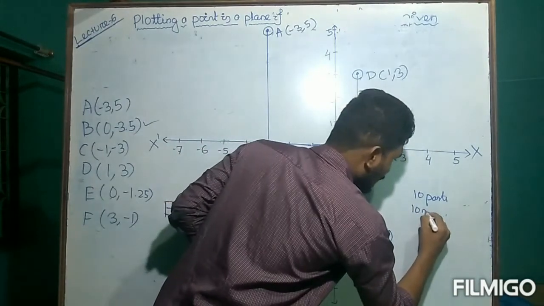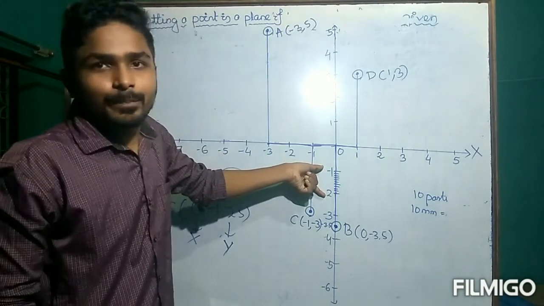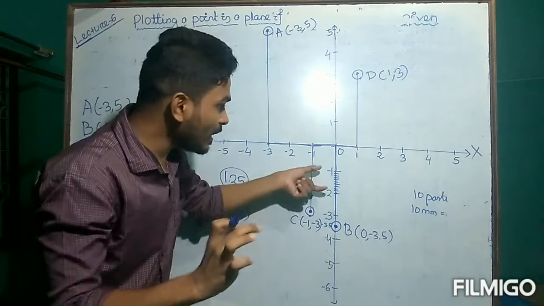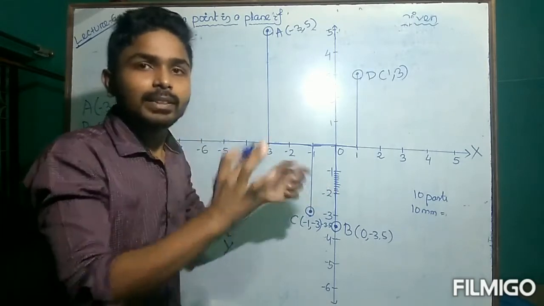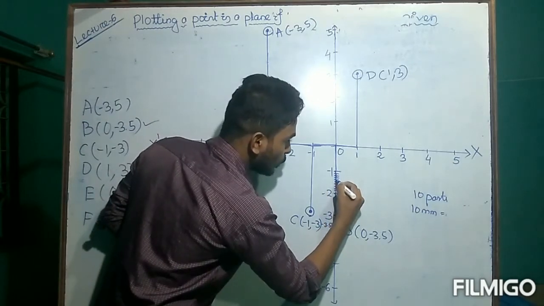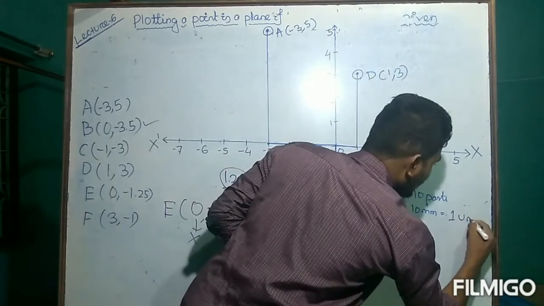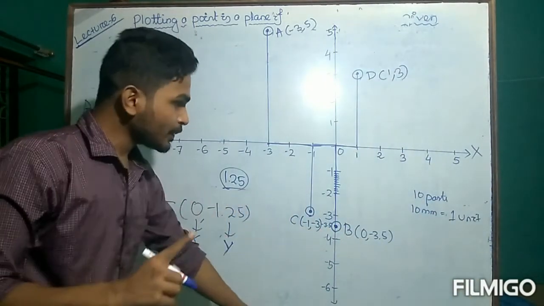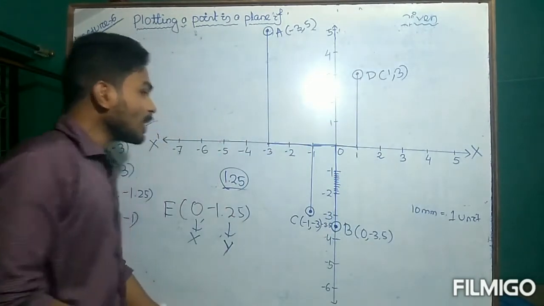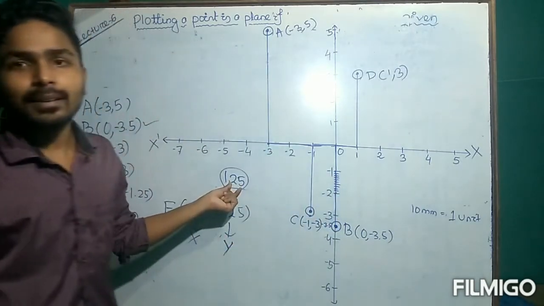This is important. 10 millimeters represent how many units? 1 unit. Because there are 9 straight lines, that means the gap is divided into 10 parts. So 10 millimeters, see, 1, 2, 3, 4, 5, 6, 7, 8, 9, 10. So 10 millimeters means 1 unit. Now this is confirmed. You have to calculate how many millimeters 0.25 units are.